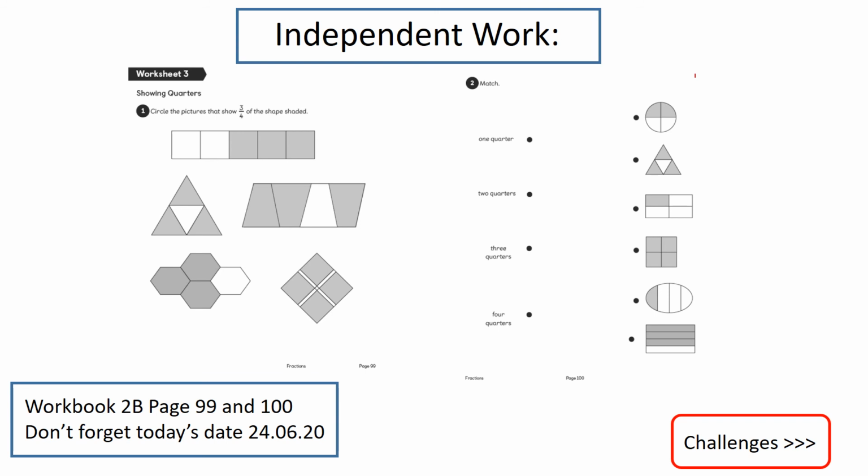Okay, so your independent work today is in your workbook, and you're working on page 99 and 100. And on the first page, it asks you to circle the pictures that show 3/4 of the shape shaded. So just like you did in your guided practice, remember to look out for those equal parts again. In question 2, you need to match the shape, the fraction that's being shown on the shape, to the correct words for that fraction. So you've got 1/4, 2/4, 3/4, 4/4. You need to look really closely at the shapes over here to decide which is showing you which of those fractions. And I'm just going to talk about your challenges now, so good luck everybody.